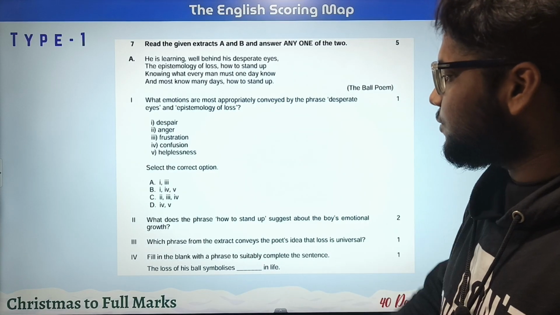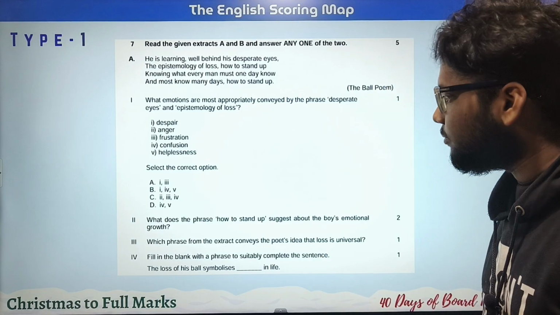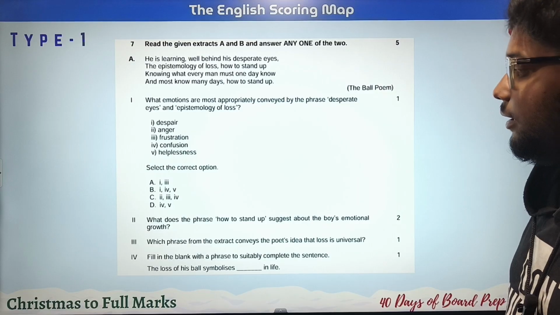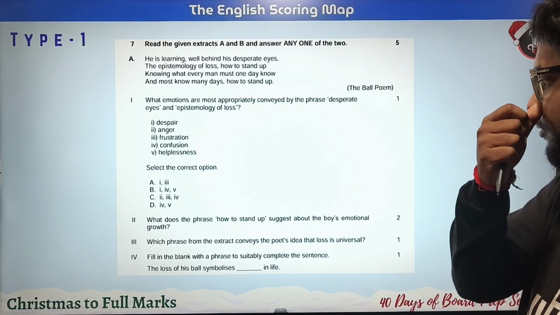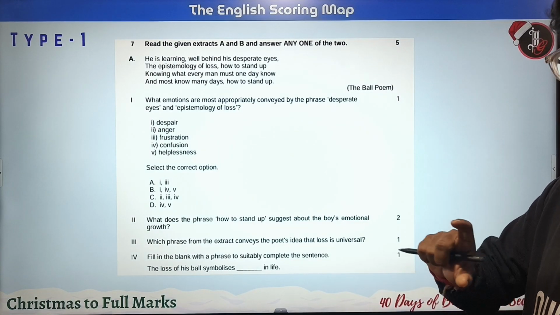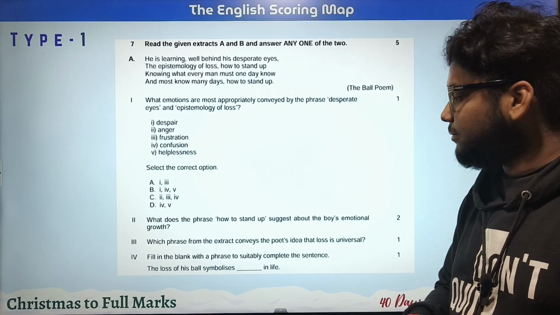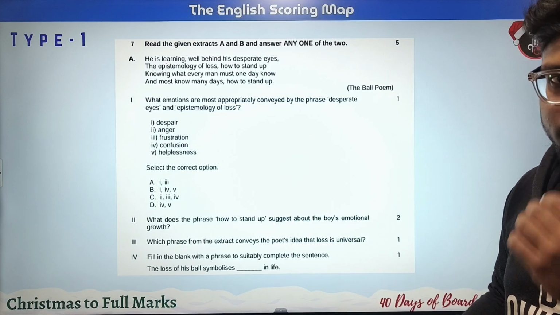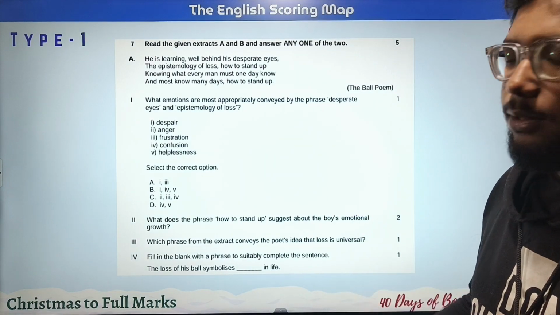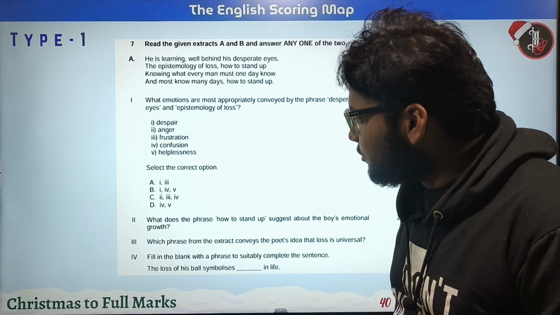Now moving on to the second question. What does the phrase how to stand up suggest about the boy's emotional growth? This is a very important and very tricky question too. You have to attempt it in such a way that you get 2 marks. You cannot write a lot for 2 marks, right? You have to be very precise with your word selection. Since it is a 2 marks question, you have to write the exact answer. Okay, we'll come on to this later.